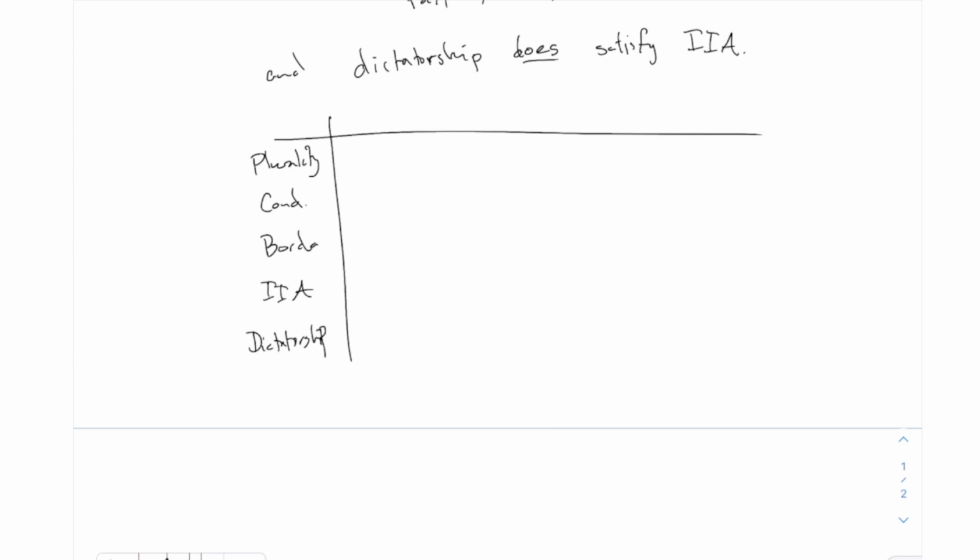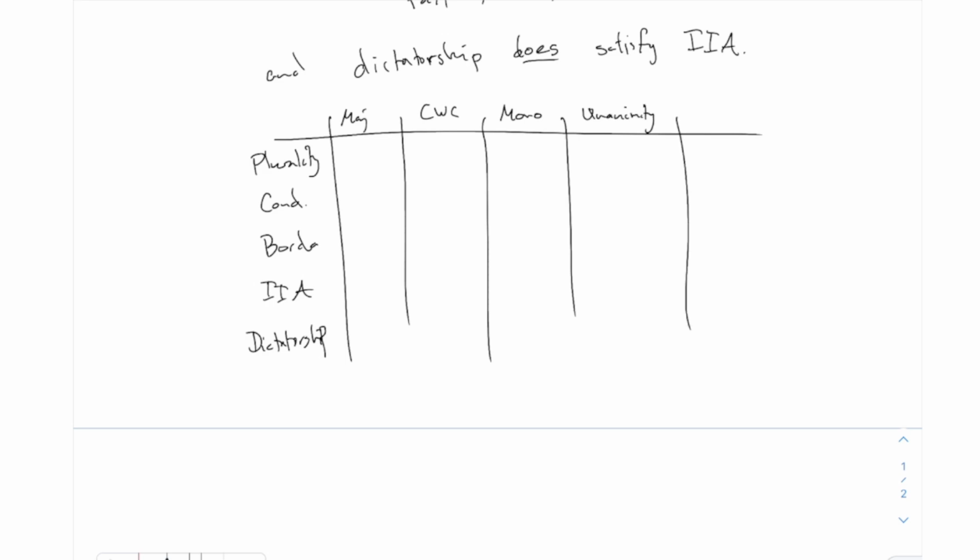And if you don't mind, I'm going to copy this off my paper just so that I don't have to think it through. Hopefully you have all of this written down. We had the majority criterion, the Condorcet winner criterion, then we had monotonicity, then we had unanimity, and then we had the IIA, right? These are the ones that we've talked about.